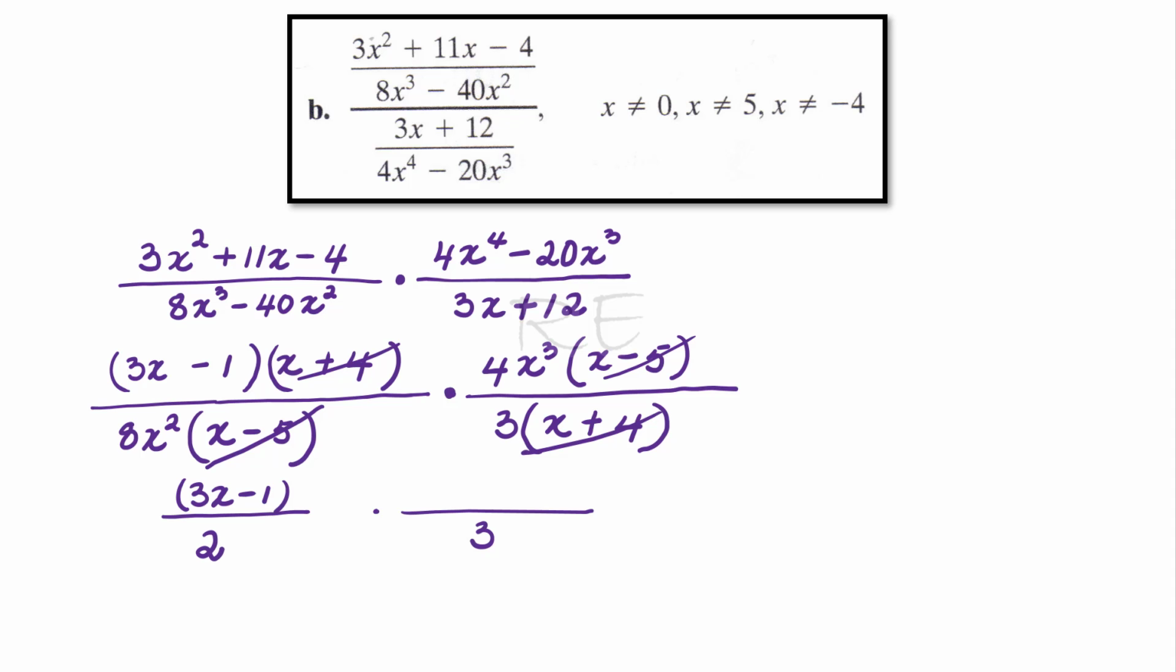Now 4 goes into it twice, into itself once, and x squared goes into x cubed x times. Final answer is x times 3x minus 1, and 2 times 3 will be 6.